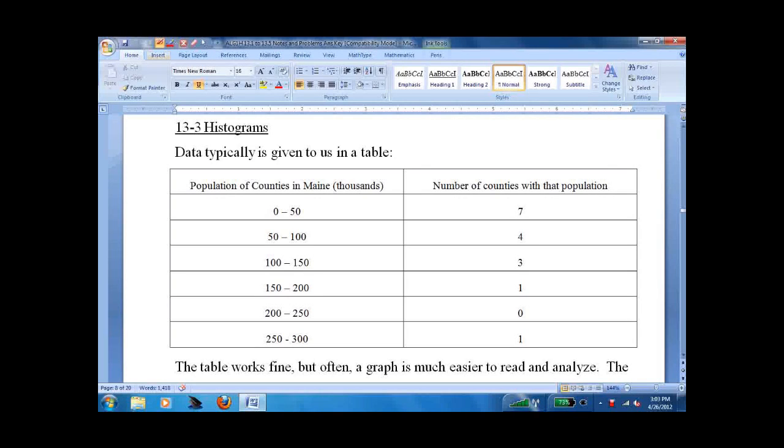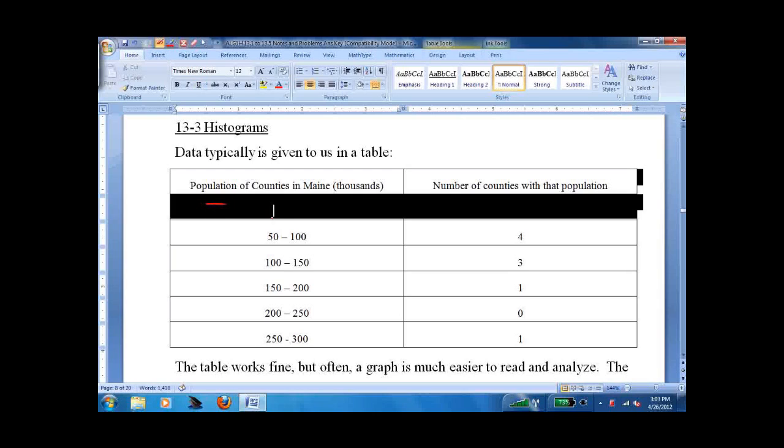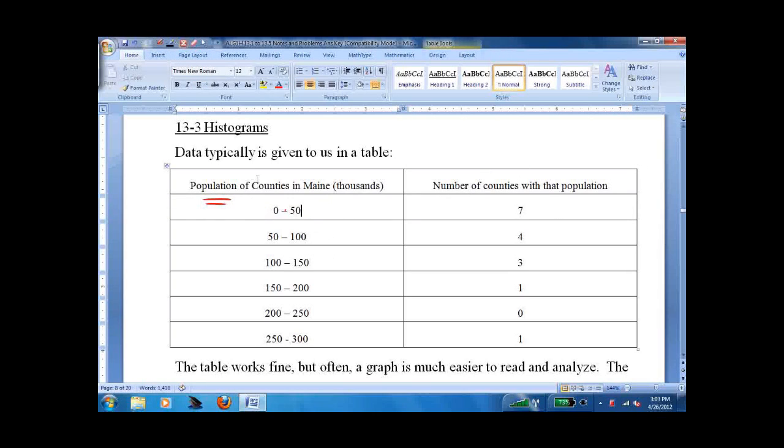Lesson 13.3, histograms. We're going to analyze some data in both a chart or a table and then turn it into a graph. So we've got some data here, and I've written it smaller so it is easy to see. It's the population of counties in Maine and the number of counties that have that population. So if you're not used to looking at data, this is in thousands.